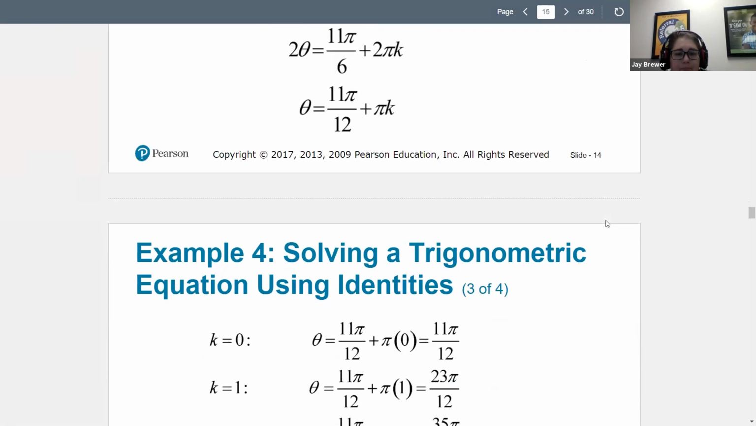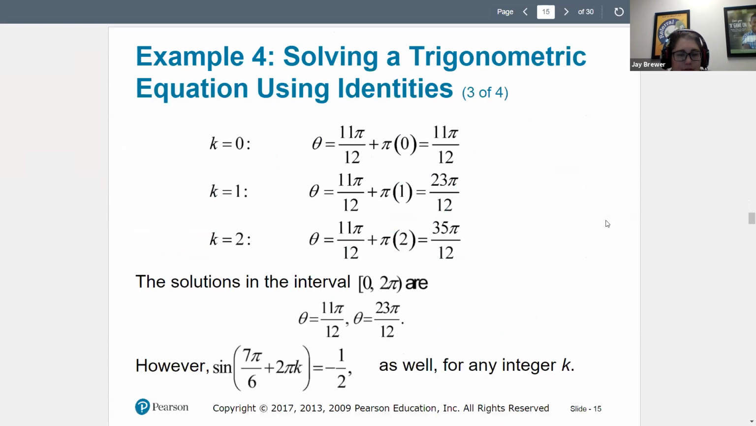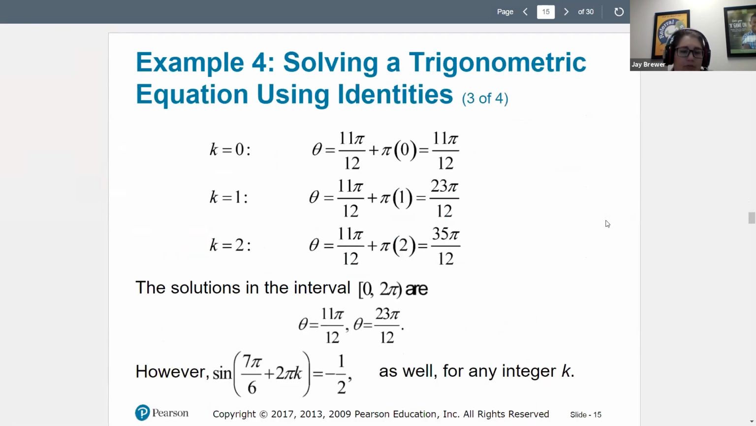All right. You plug in 0, 1, and 2 for k, and then you end up finding that you have theta equal to 11 pi over 12 and theta equal to 23 pi over 12. The last theta is too large. It doesn't fit your restrictions, so you can't use it. But you also need to realize that sine of 7 pi over 6 plus 2 pi k also equals -1/2. So you have to do it again.